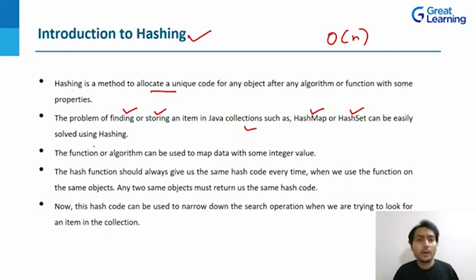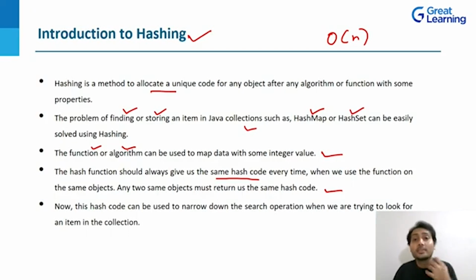And then you're going to write a hash function or an algorithm through which you can map your data to some integer value in your program. Fine, so that is how a hash code will be generated. Now, one more important thing to note here is that every hash code you generate should be the same every time you run your program. Any two same objects must return the same hash code every time you run your program. Your hash function should take care of this particular point.